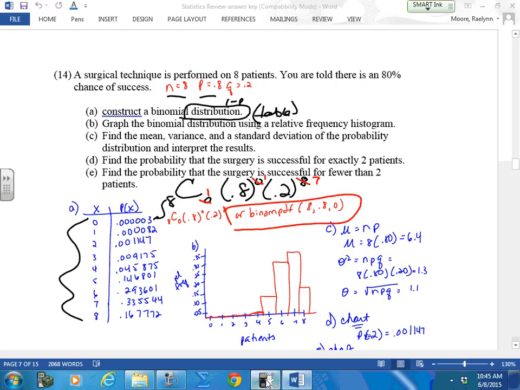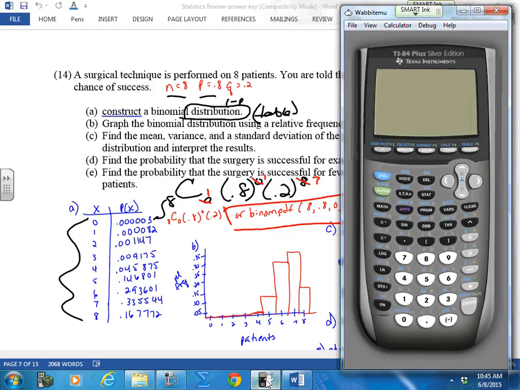Or, the other way we did this was in your calculator. We went to second VARS, and this is not a normal PDF. What is it called? A binomial. So we come down to where we see the word binomial PDF. And we say number of trials, 8. P, probability of success, 80%, 0.8. My X, I'll start with my 0, and I paste.